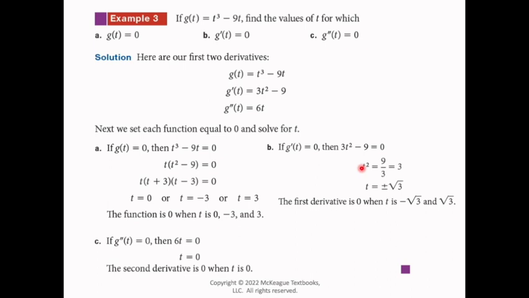So I'm going to add 9 to both sides, divide by 3, and then take the square root of both sides. So I'm going to get plus or minus the square root of 3. So the first derivative is equal to 0 when t is equal to plus or minus the square root of 3. For the second derivative, I'm going to set that equal to 0. So I'm going to get 6t is equal to 0. So t has to be 0 when the second derivative is equal to 0.